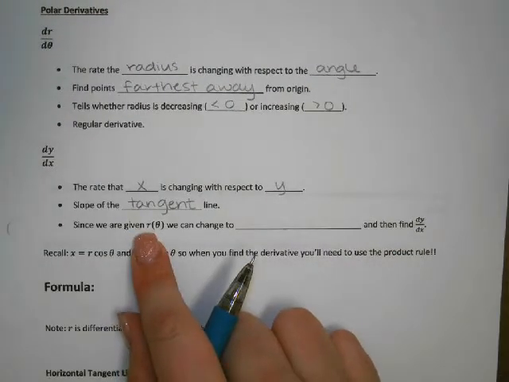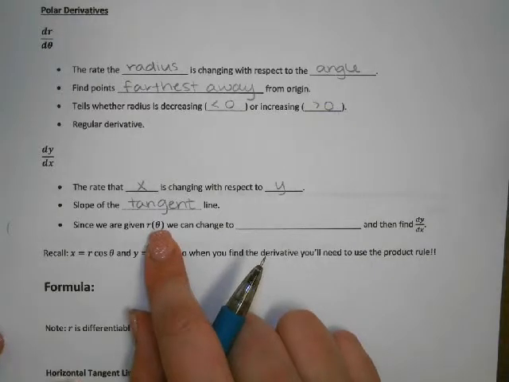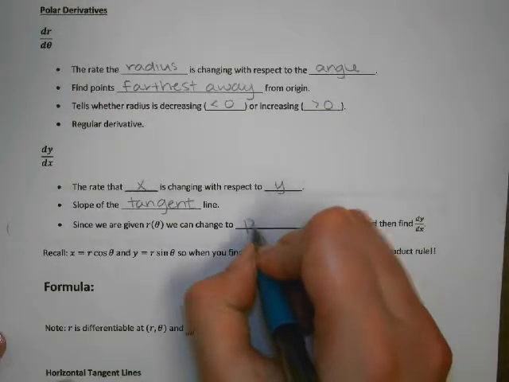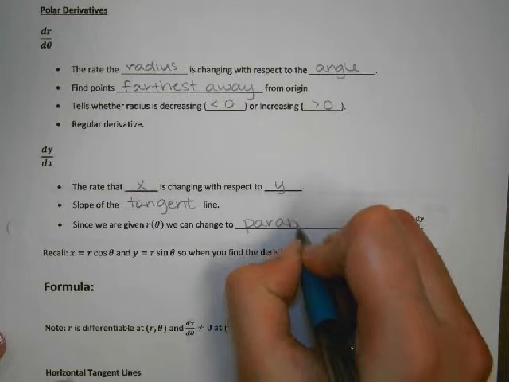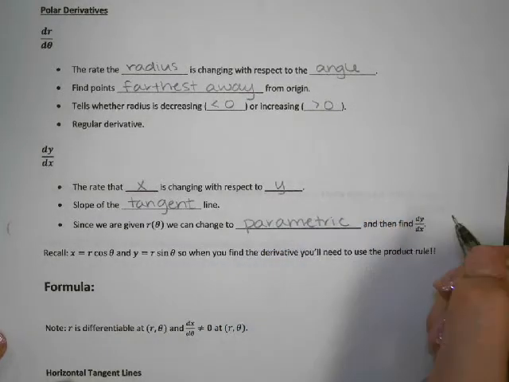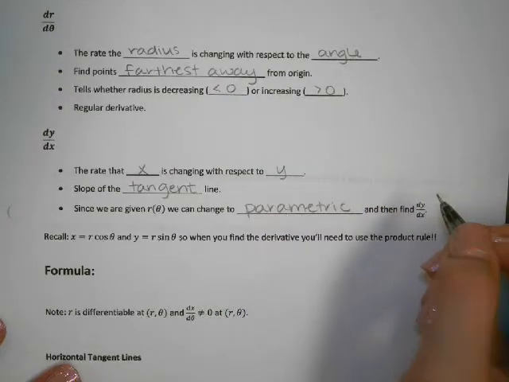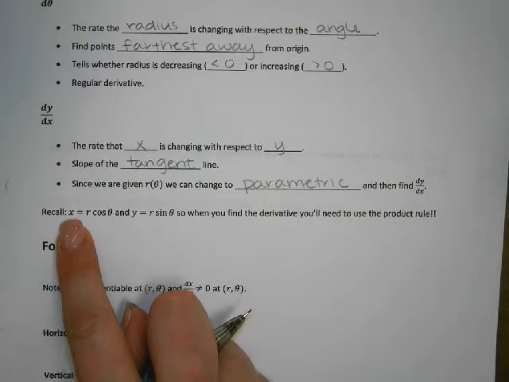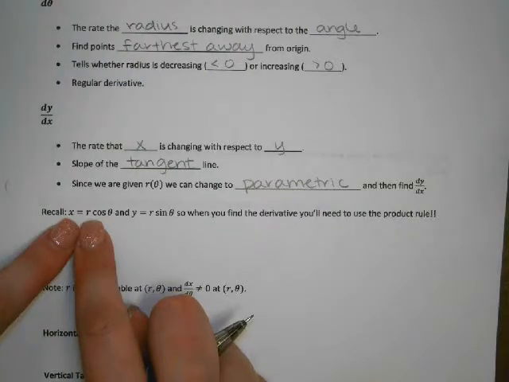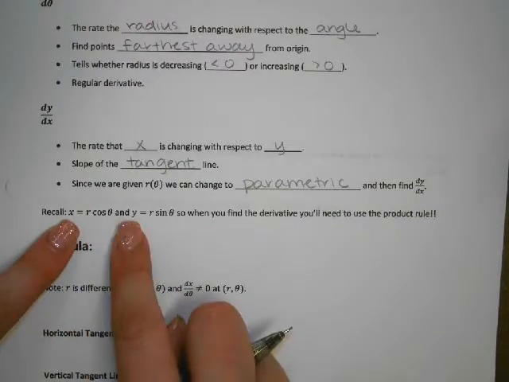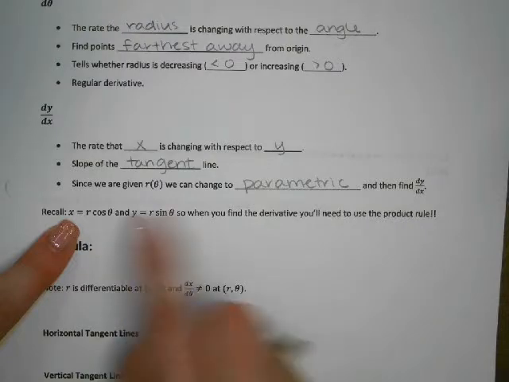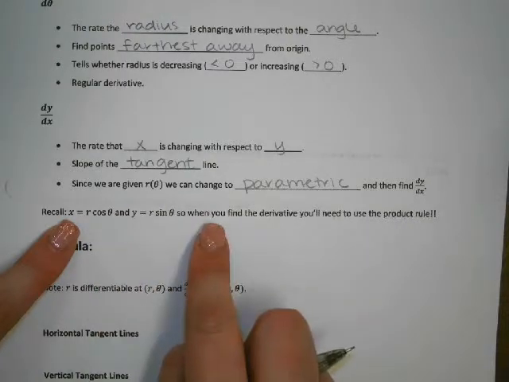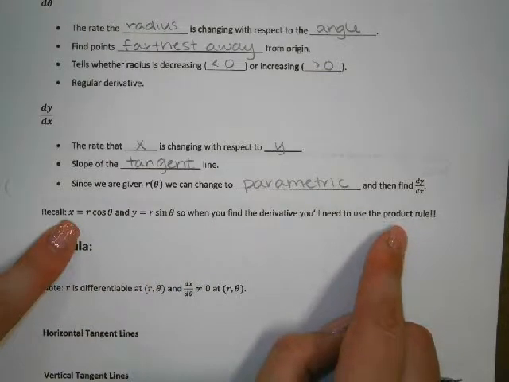So that's kind of normal, that's what we're used to. And since when we are given equations in polar form, we are given r of theta, we can change this to parametric and then find dy dx, all right? So to change it to parametric, we're going to recall from the notes that we did, just reviewing polar, that the x portion would be r cos theta and the y portion would be r sin theta. And so that's how we convert it to parametric, and then we'll go ahead and find the derivative from there.